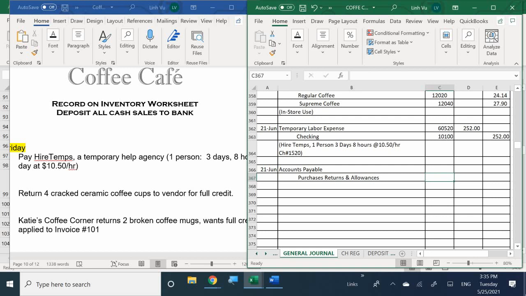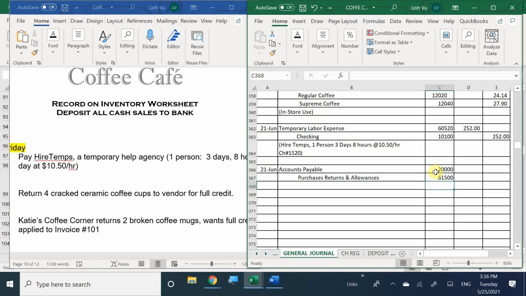Correct, because we have the coffee mugs as periodic inventory. It's right now considered an expense. So we must use a contra account in order to decrease the purchase expense. So good. All right. So what was that account number again? Sorry, I blanked out. The purchase returns and allowances was 61,500 and accounts payable was 20,000. All right, so 20,000 and 61,500. Okay.